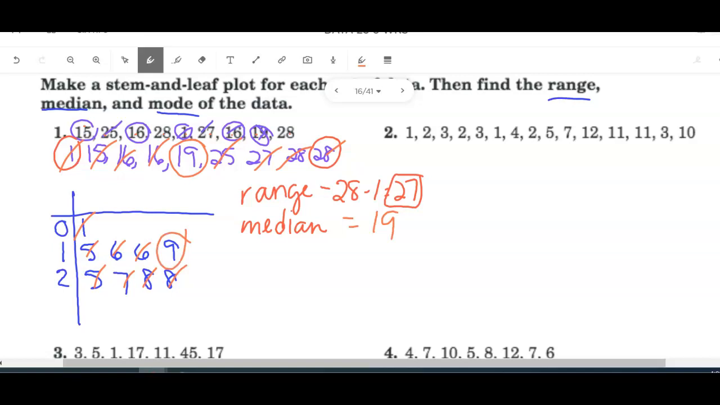All right, and mode. This actually has 2 modes because we have a couple of doubles. We have double 6s and double 8s. So the mode for this set of numbers is 6 and, or not just 6, my bad, 16 and 28.